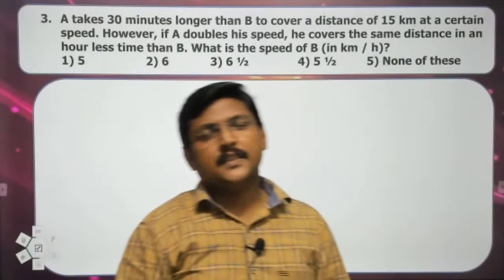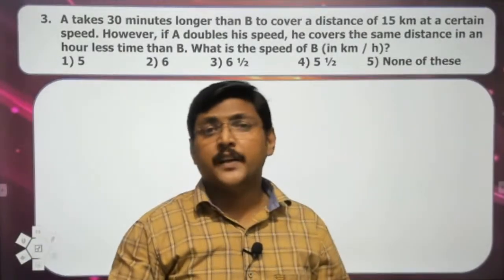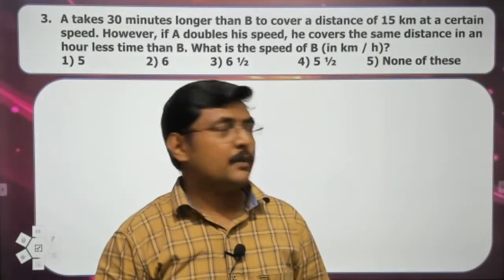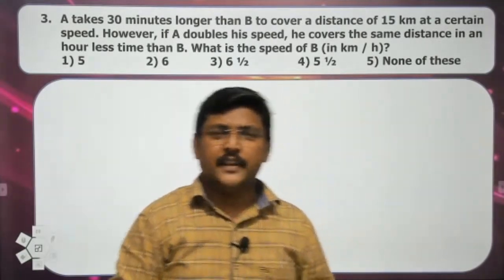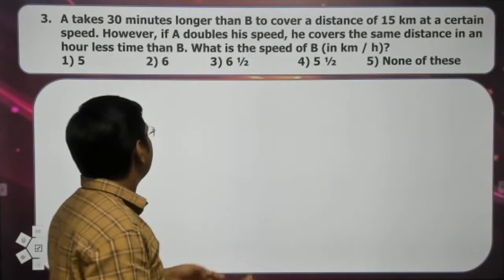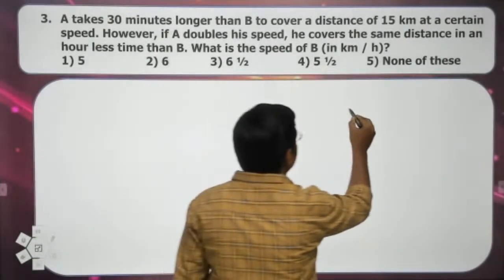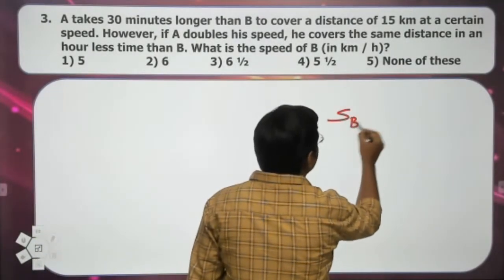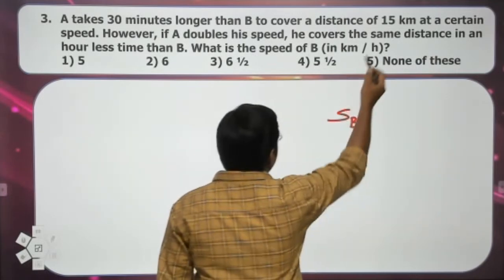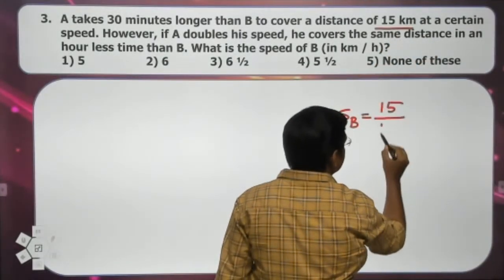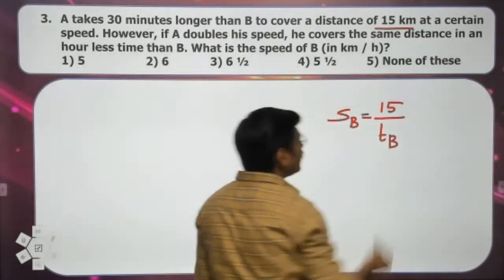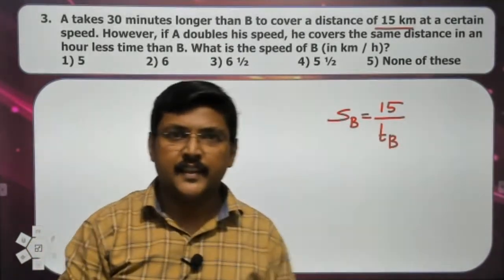We can frame this in two ways. That means using two variables we can find the answer for the question. I am considering in terms of speed to find the answer for this question. First of all, what we need to find? We need to find the speed of B, right? And we know that speed is equal to distance by time. Clearly given that he needs to cover 15 km. So distance divided by time, time taken by B. If we know the time taken by B, we can easily find the answer, right?